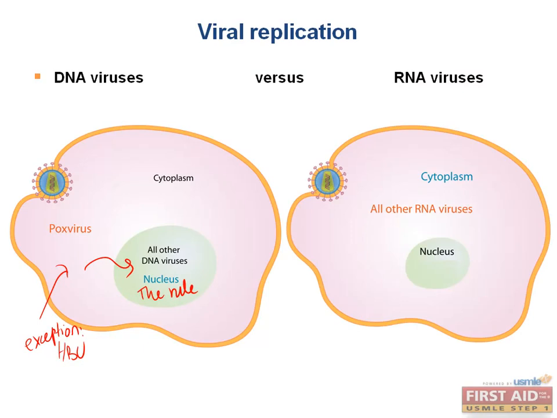Now, for RNA viruses, the rule is exactly the opposite. Here's another image to help you remember this rule. For RNA viruses, the rule is that they replicate in the cytoplasm. The exceptions are listed here. They are influenza and retrovirus. We're going to discuss these viruses in more detail when we get to them.